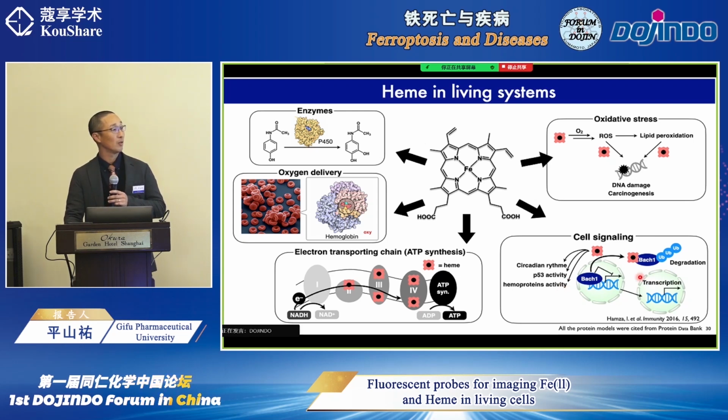Here is one example. BACH1 is a transcription factor that is activated upon heme binding. So that is why heme acts as a cell signaling molecule. And also heme is involved in oxidative stress due to its high redox activity and lipophilic properties.